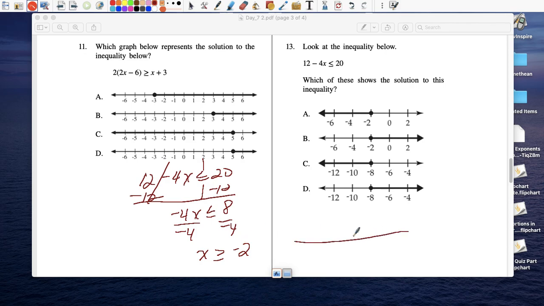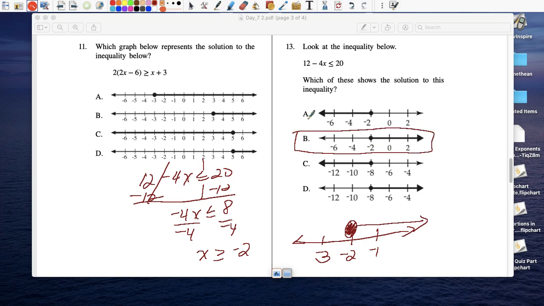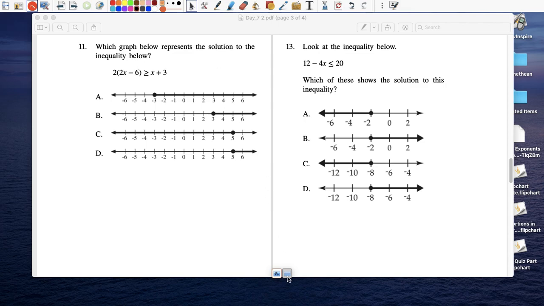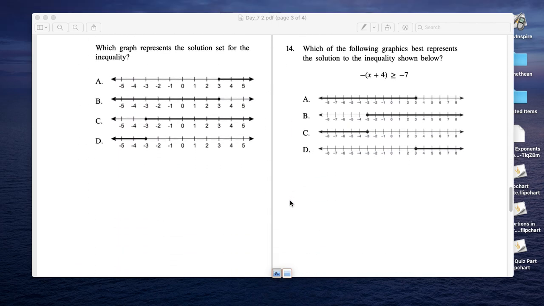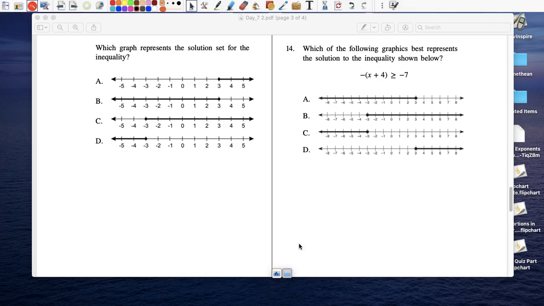So, inequality, negative 2, negative 1, negative 3. Circle on top of negative 2, shade it, because negative 2 is part of the solution. And we want numbers that are greater than negative 2, which also happens to be to the right. So, that looks like this one right here. So the answer is B. 14. Oh my god, a lot of inequalities. No kidding. Alright.